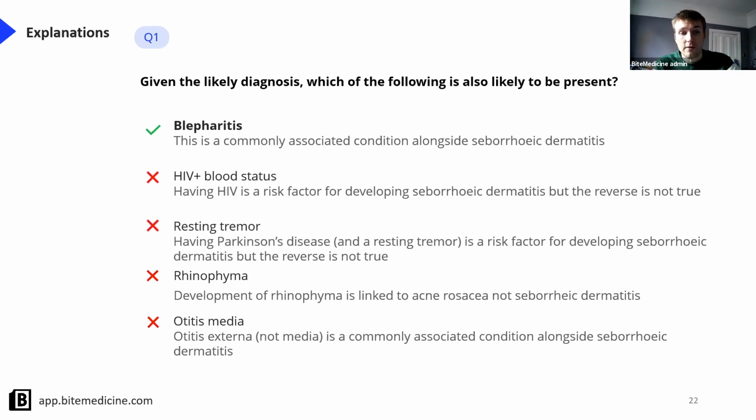Now, the reason I put HIV-positive blood status and resting tremor here is that both HIV and Parkinson's disease are deemed to be risk factors and associations with seborrheic dermatitis. However, it would be far more common to have blepharitis with seborrheic dermatitis in the wider population than for a 21-year-old with sebderm to be assumed to have HIV or Parkinson's disease. So that's why blepharitis is the most correct answer in this setting.